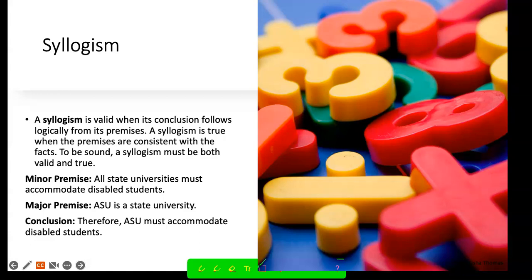However, a syllogism can be valid without being true. For example, a major premise could be all recipients of support services are wealthy. Then Dylan is a recipient of support services. Therefore, Dylan is wealthy. As illogical as this may seem, the syllogism is valid. Its conclusion follows logically from its premise.